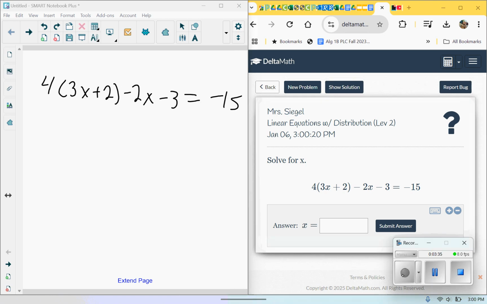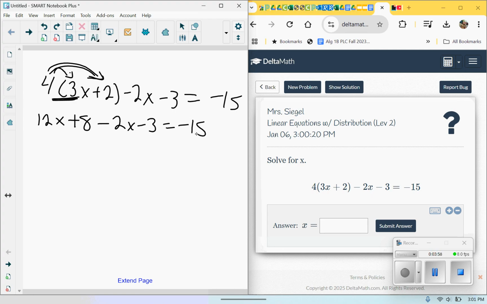For this one, there's a lot going on. What we're going to do is distribute this 4 to just what's in the parentheses, and then I'm going to combine like terms. So let's do that. I have 12x plus 8. Notice 12x right there, and then plus 8 minus 2x minus 3. I'm just bringing those down, is equal to negative 15.